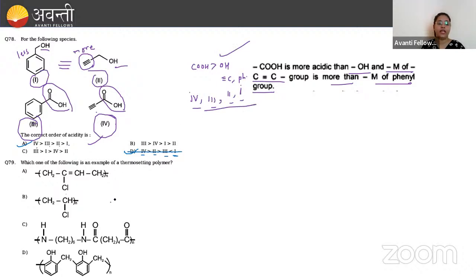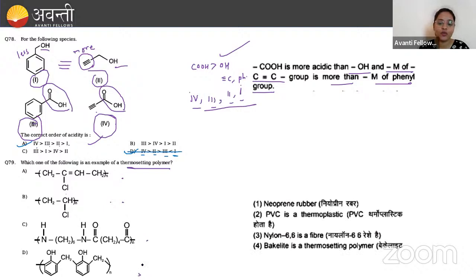Next question, 79. Which of the following is an example of a thermosetting polymer? We are given the structures of polymers, and we need to identify them. The first polymer is neoprene rubber. Next is PVC, polyvinyl chloride. Next is nylon 6,6, which is a fiber. Next is Bakelite, which is a thermosetting polymer. We have solved this in our polymer chapter. Option D is the correct option.